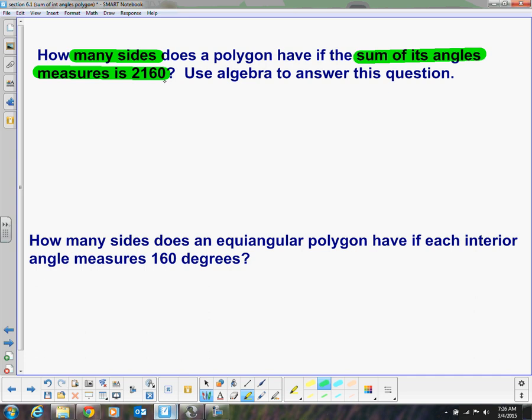Okay. So, what have I been given? Inside or outside? Sum. Inside. How do I find the inside sum? What's the formula? N minus 2 times what? 180. And what are they telling me this equals? What does this equal? 2160. Why did I set those equal to each other?